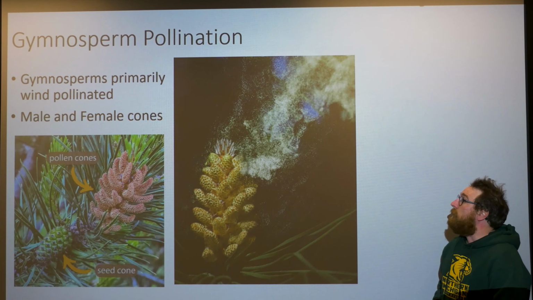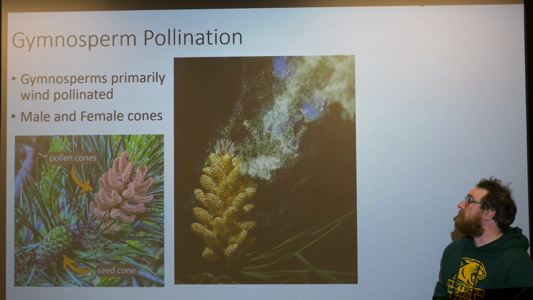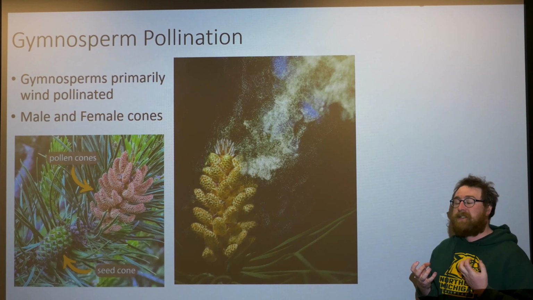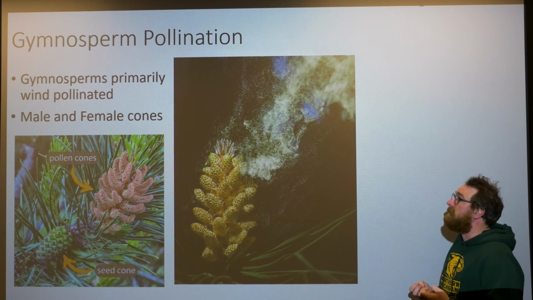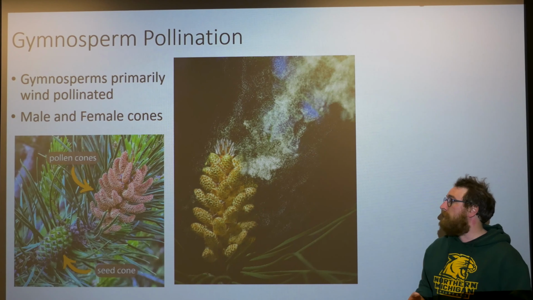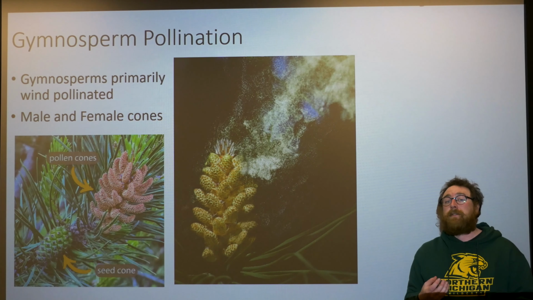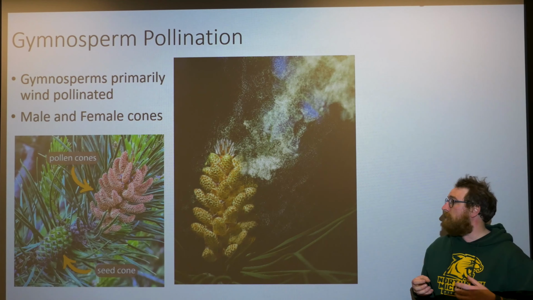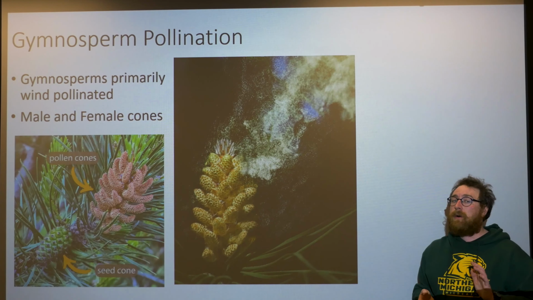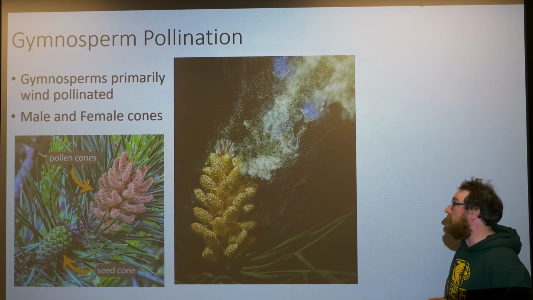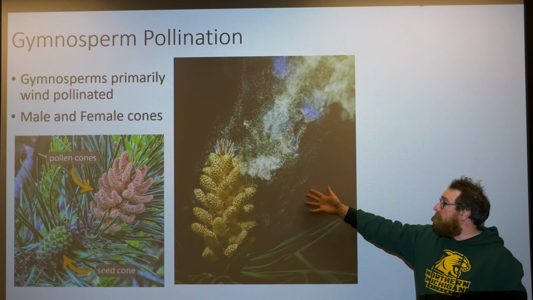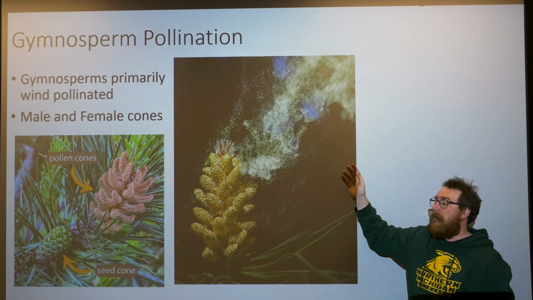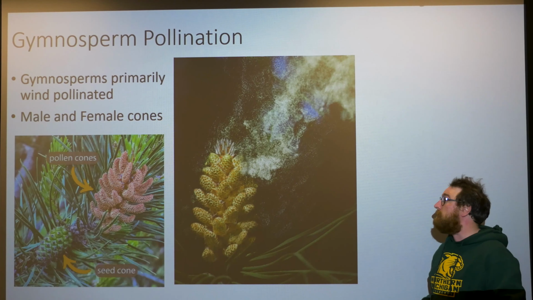The other really unique thing we start to see in gymnosperms is their pollination system. Because they have true seeds, a lot of times these gymnosperms will have separate male and female cones. And these gymnosperms will generally be wind pollinated, though there are some notable exceptions to that. So a lot of times, especially this time of year, you'll see huge clouds of pollen coming off of these gymnosperms.